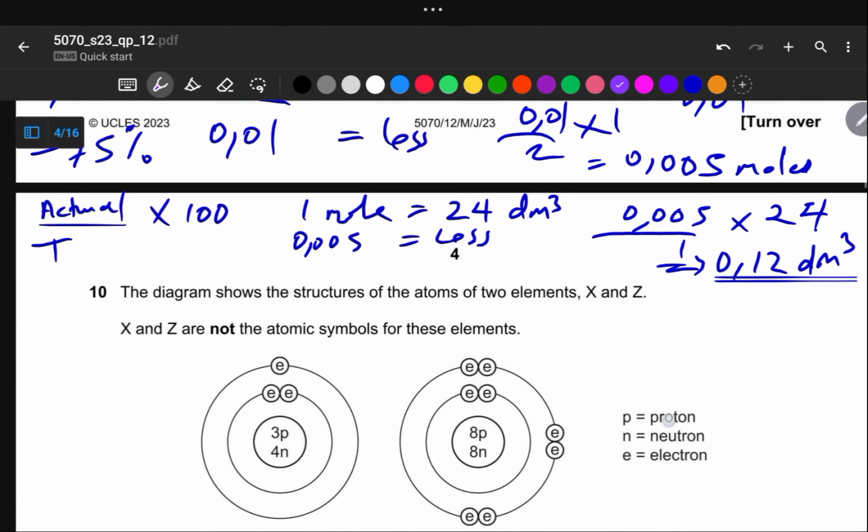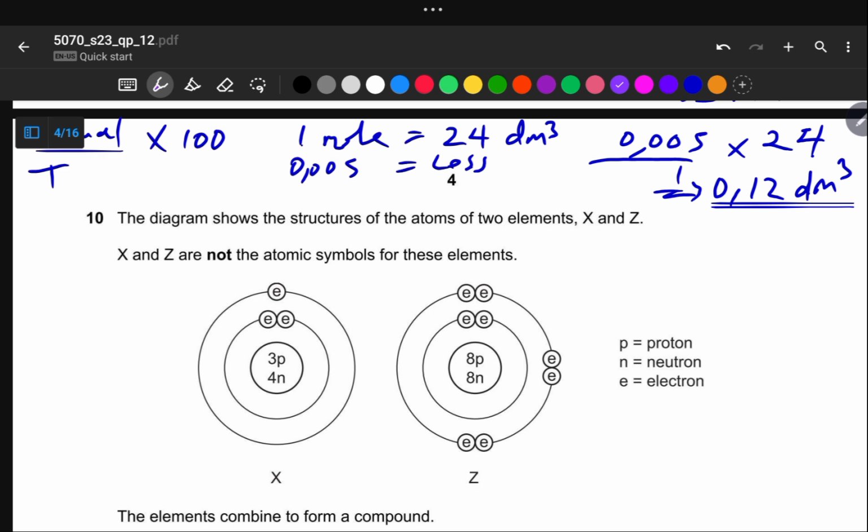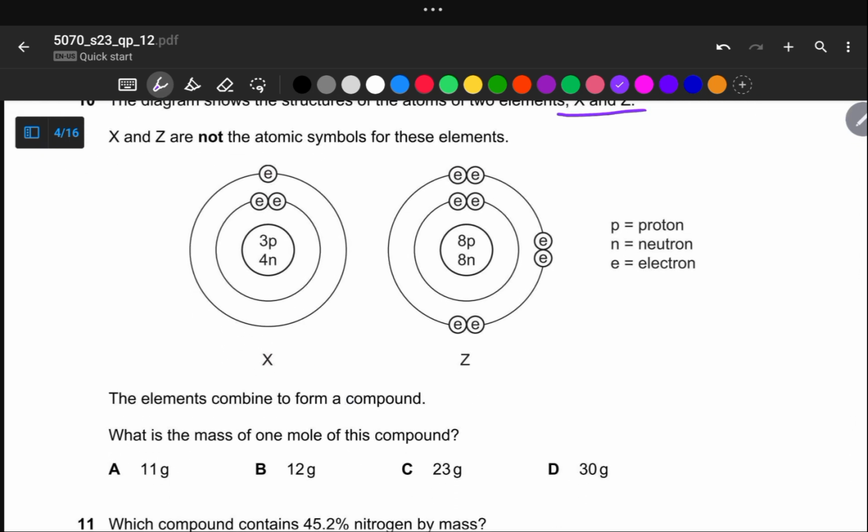So we are on number 10. Number 10 says the diagram shows the structures of the atoms of X and Z. These are the two elements, X and Z. And then X and Z are not the atomic symbols for these elements, right? And then the question says the elements combine to form a compound. What is the mass of 1 mole of this compound? So these two combine to form a compound.